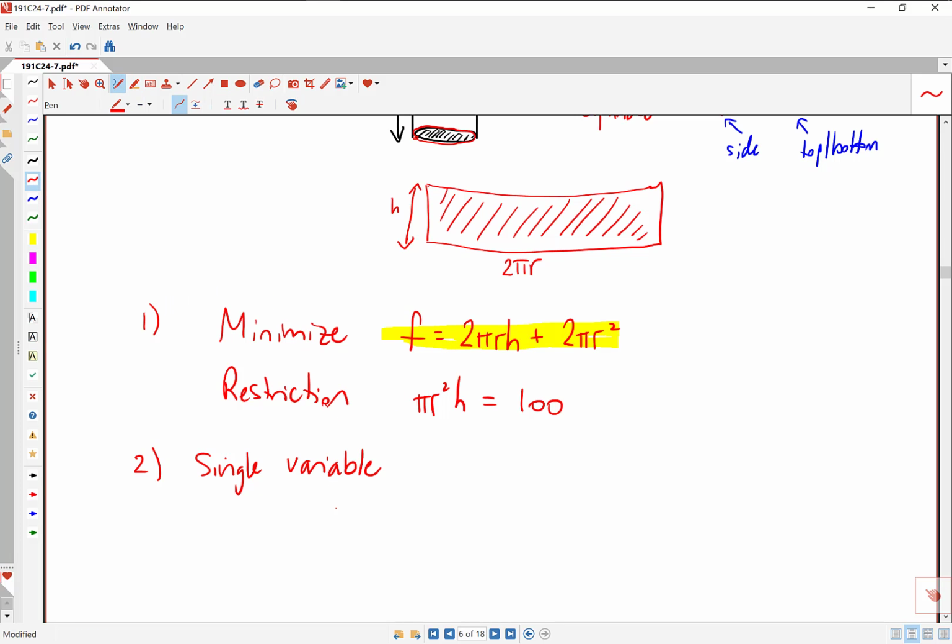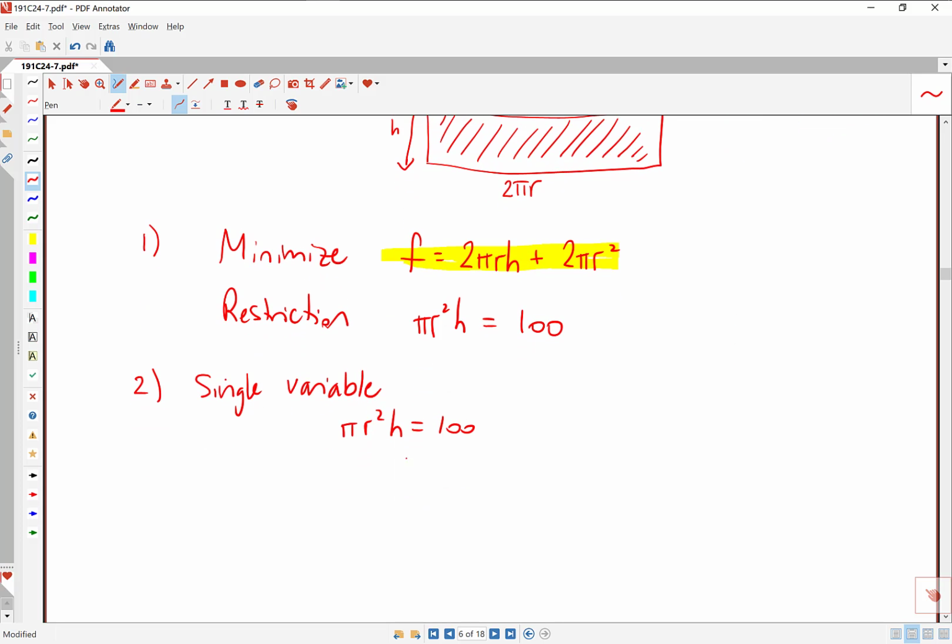So start with your restriction, which is pi r squared h equals 100, and let's solve for h. So h equals 100 over pi r squared, and we're going to sub that into our function f so that we can get the h out of there.